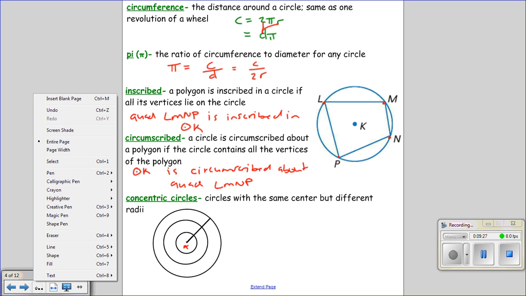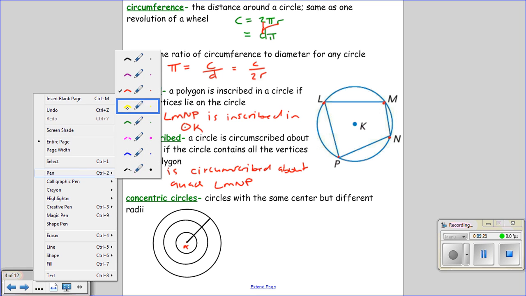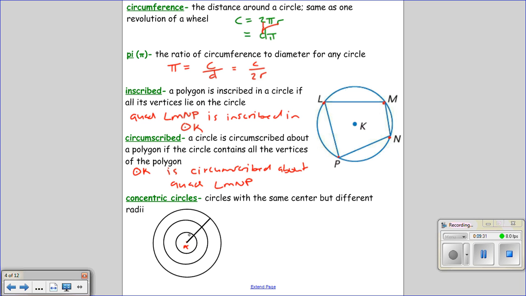So for example, the smaller circle might have a radius of 1, where if I add 2 more onto that one, that means the medium size would have a radius of 3. And if I add on to that, the larger one would have a radius of 6. So again, they share a center K, but each radius is different. And radii is plural for radius, just in case you didn't know.